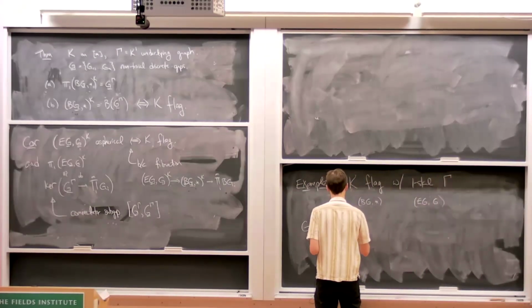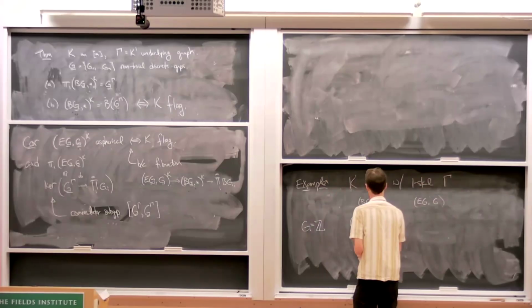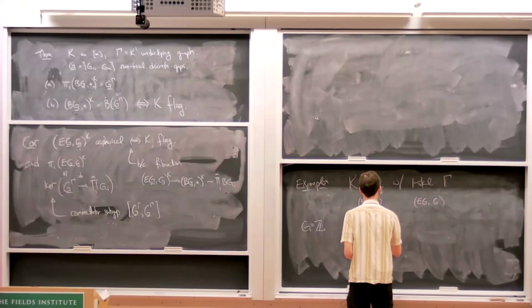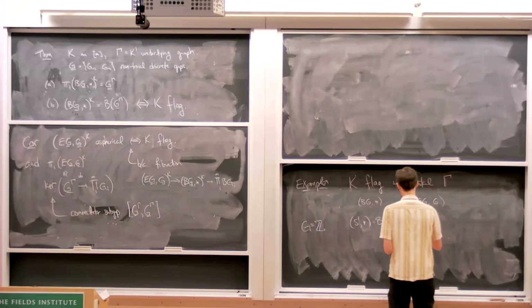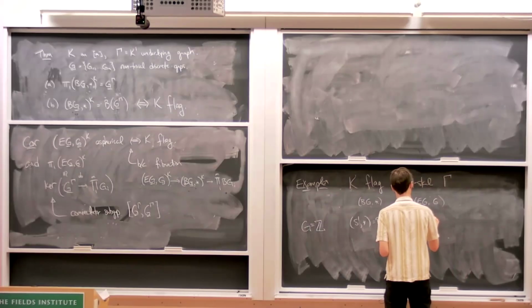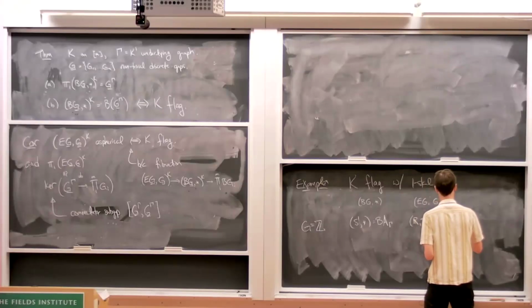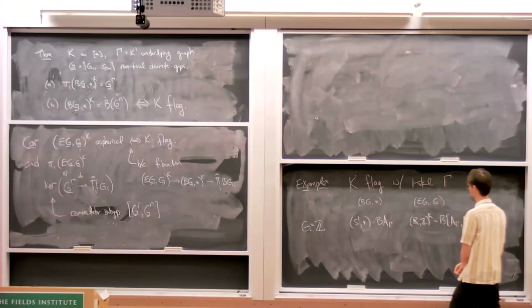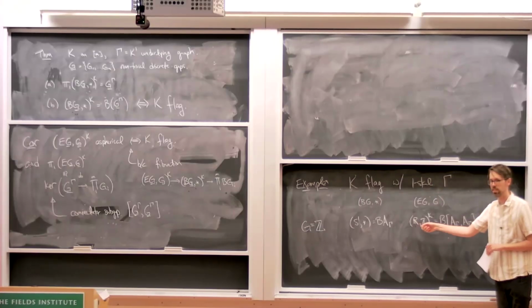So this polyhedral product, (BZ, point), is B of an Artin group, and this is just B of the commutator, the classifying space of the commutator subgroup of an Artin group A gamma. Right, here's my (EZ, Z).